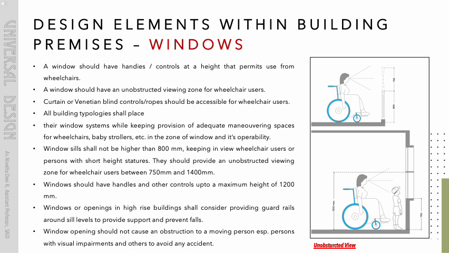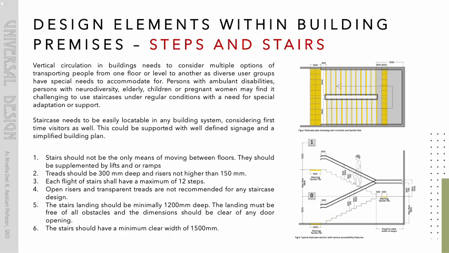Window sills shall not be higher than 800 mm, keeping in view wheelchair users or persons with short height statures. They should provide an unobstructed viewing zone for wheelchair users between 750 mm and 1400 mm. Windows should have handles and other controls up to a maximum height of 1200 mm. Windows or openings in high-rise buildings shall consider providing guardrails around sill levels to provide support and prevent falls. Window opening should not cause an obstruction to a moving person, especially persons with visual impairments.